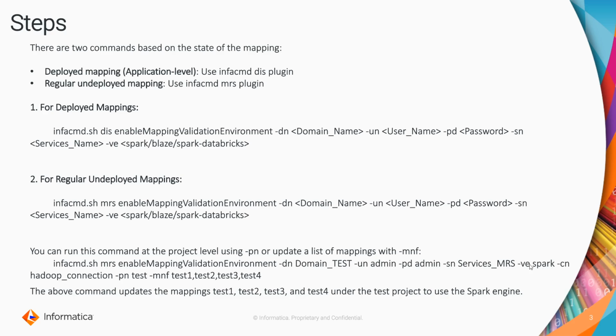And -v is the engine which you want to change, like you can mention Spark, Blaze, Native or Databricks. And -cn is the Hadoop connection name which you want to use for updating the mapping, -pn is the project name, and -mnf is the mapping name. If you want to specify a particular mapping, then specify the mapping names comma separated.